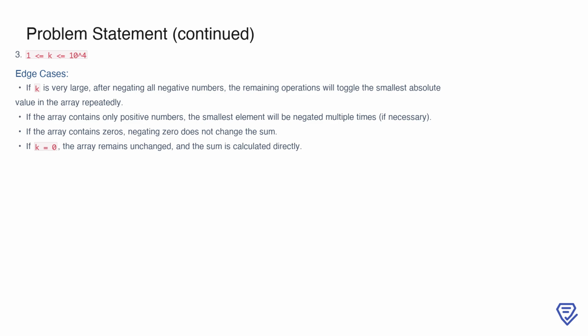Some important edge cases to consider include situations where k is very large compared to the number of negative numbers in the array. In such cases, after negating all the negative numbers, any remaining operations will toggle the smallest absolute value repeatedly. If the array contains only positive numbers, the smallest positive number will be negated multiple times if necessary. If the array contains zeros, negating 0 will have no effect on the sum. Finally, if k is 0, no operations are performed, and the sum is simply the sum of the original array. Keep these scenarios in mind while designing your solution.